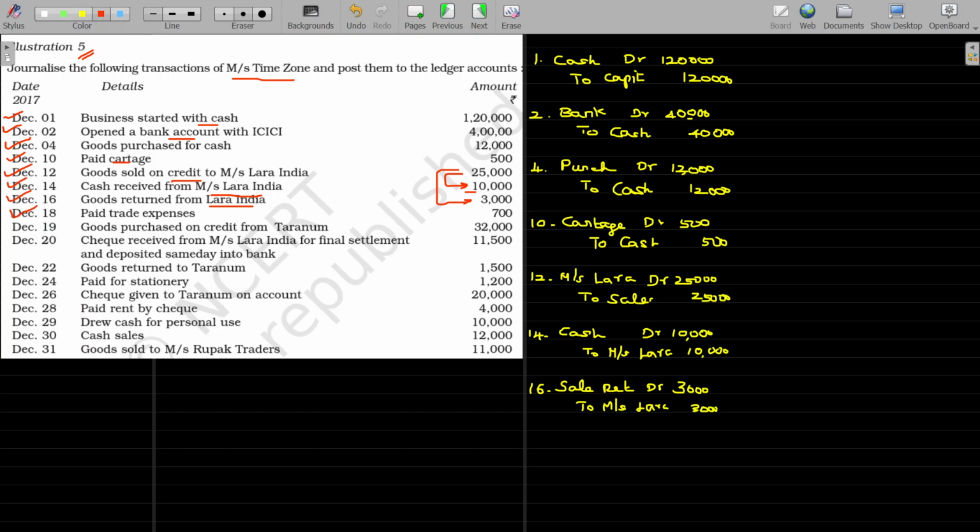On 18th December, paid trade expenses rupees 700. Debit the trade expenses and credit the cash. Trade expenses account debit to cash. The value being 700.